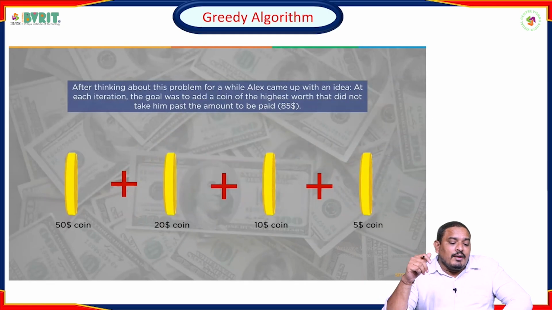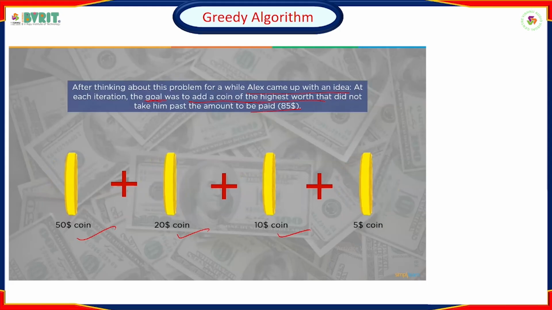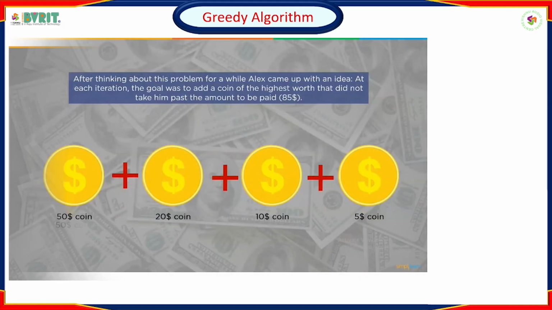After thinking about the problem for a while, Alex came up with an idea. In each iteration, the goal is to add a coin of the highest worth that does not take the total past the amount to be paid. So a 50 coin, a 20 coin, a 10 coin, and a 5 coin. The total added is $85.